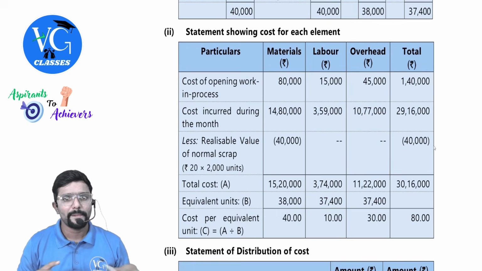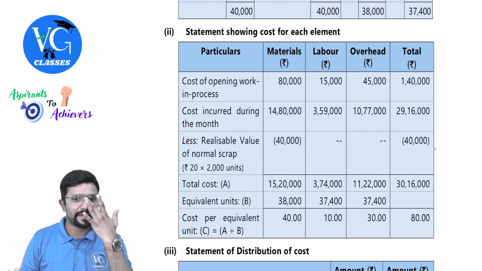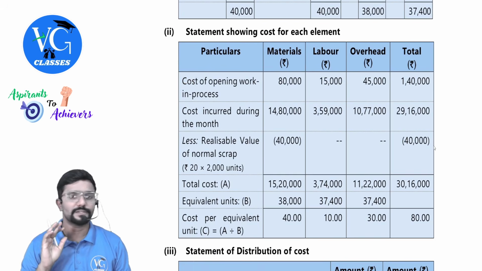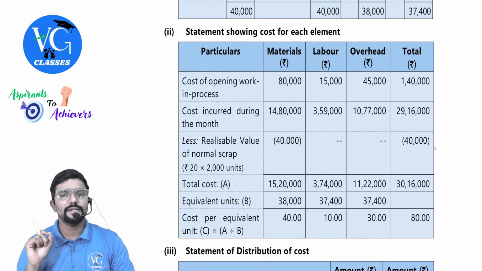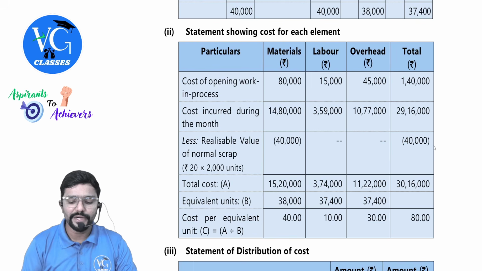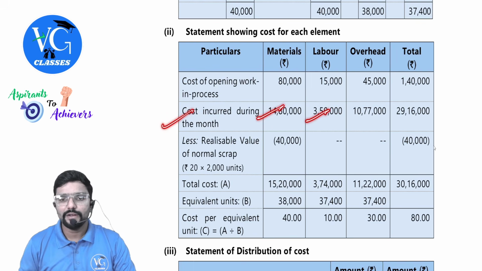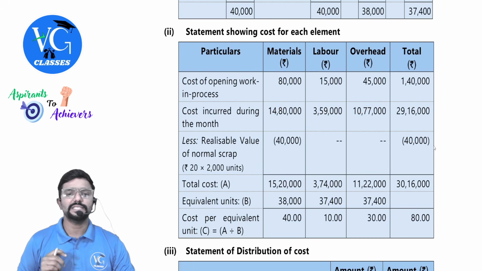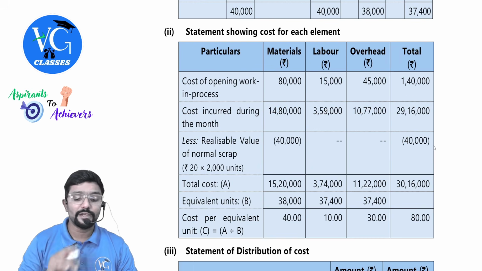Statement showing cost for each element. Cost of opening work in progress, weighted average method now. So material 80,000, labor 15,000, overheads 45,000. Total is 1,40,000. Cost incurred during the month, that is the period: 1480, 359, 1077. So the total comes to 29,16,000.